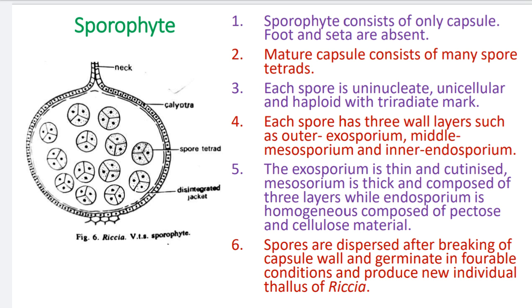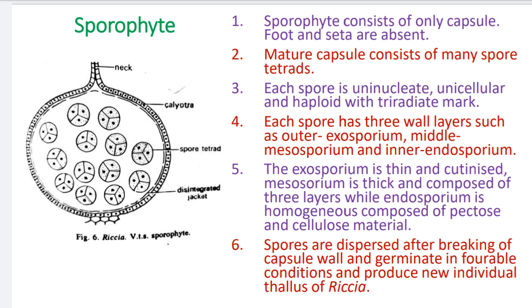Number 4, each spore has 3 wall layers: the outer exosporium, the middle mesosporium and the inner endosporium. So these are the 3 layers of the spore wall. Number 5, the exosporium is thin and cutinized, made of cuticular substance. The mesosporium is thick and composed of 3 layers, while the endosporium is homogeneous, composed of pectose and cellulose material. So here the spore wall composition is given.